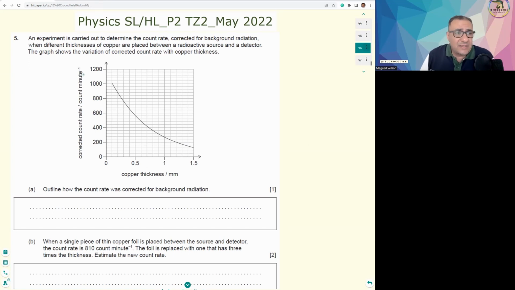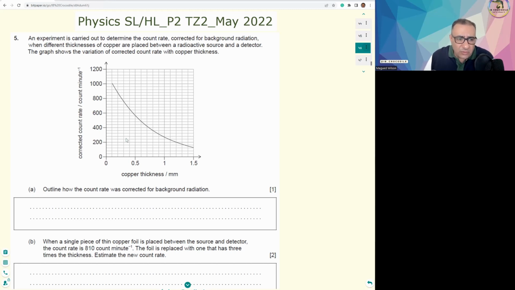An experiment is carried out to determine the count rate corrected for background radiation when different thicknesses of copper are placed between a radioactive source and a detector. The graph shows the variation of corrected count rate with copper thickness. Part A: outline how the count rate was corrected for background radiation. So this is a 1-mark question, should be straightforward, but let me give you some insights here.